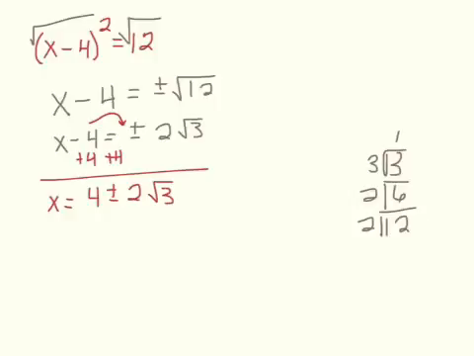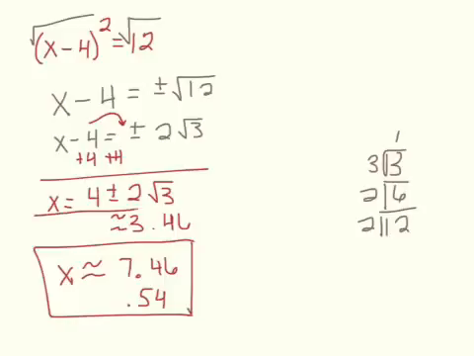Now, that is an answer, or we can get an estimated value. 2 rad 3 is approximately 3.46. So if I wanted an estimated answer so I could draw a graph, I would say 4 plus that and get 7.46, and 4 minus 3.46 and get 0.54. So those are my two estimated values. Those are my two exact values.